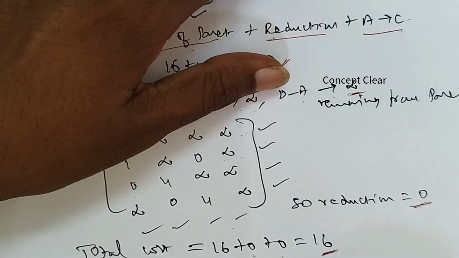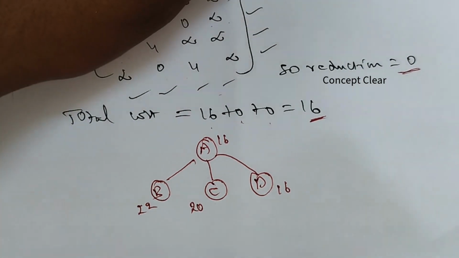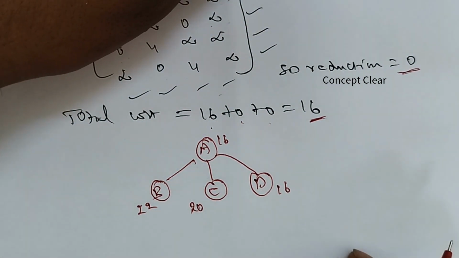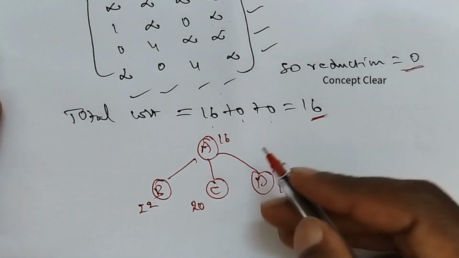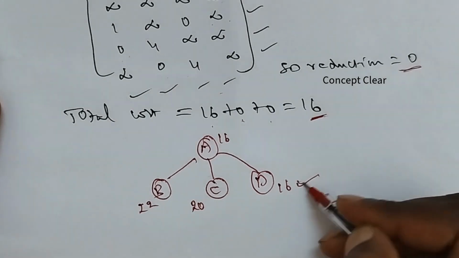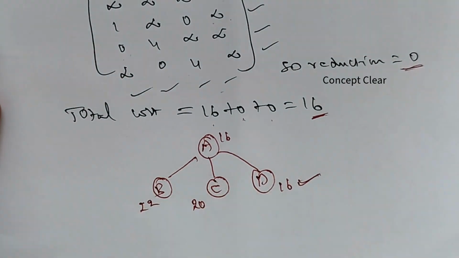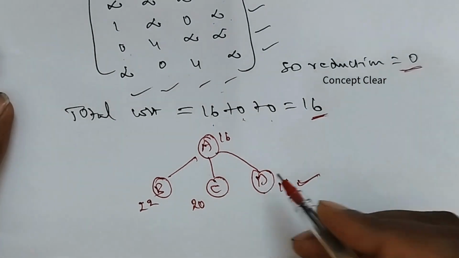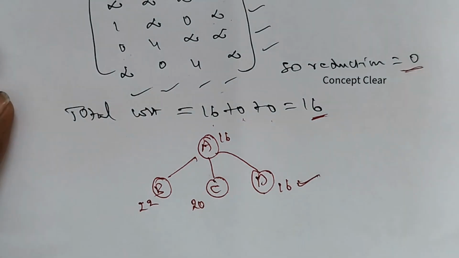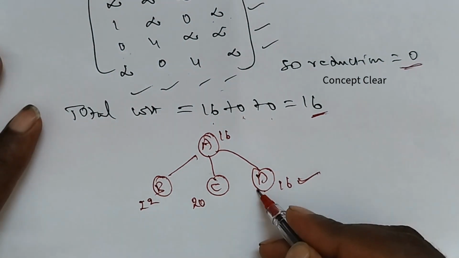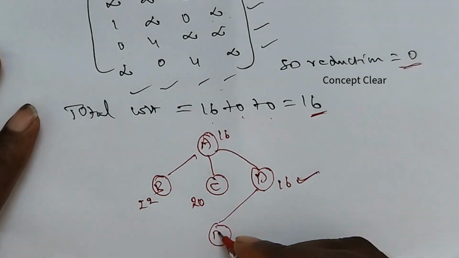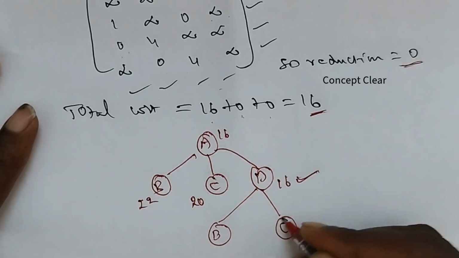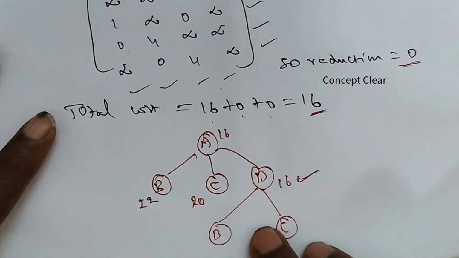Among these subproblems, which one will get the least value? We will follow the rule. Here 16 is least, so we have to travel in this path. So we are traveling from A to D, and the cost is 16. And what about the remaining paths? We again have to travel D to B and D to C. We have to visit these two.